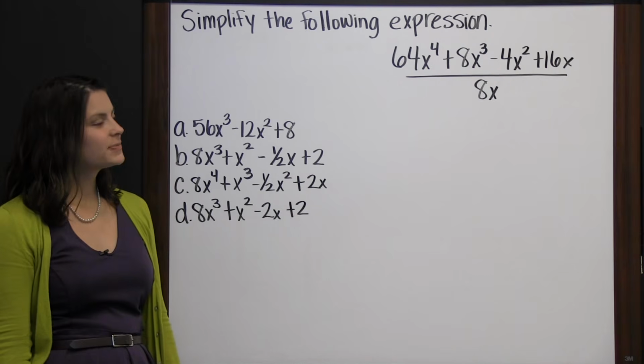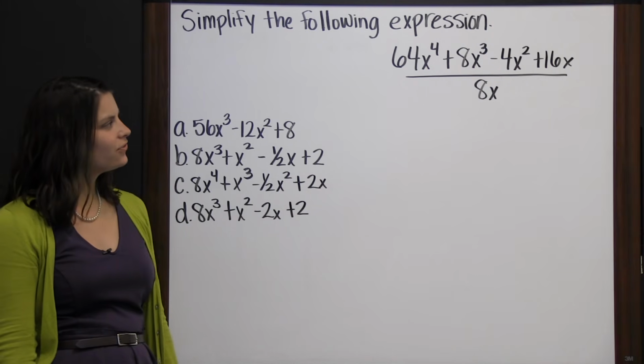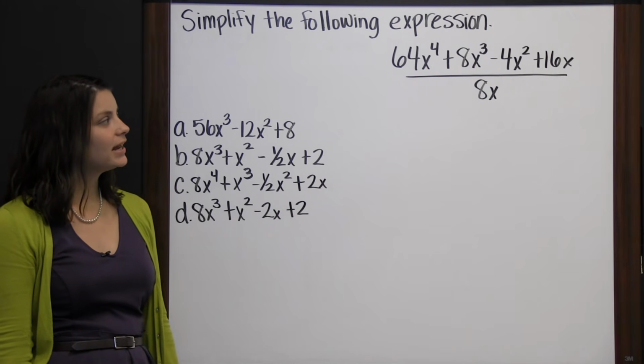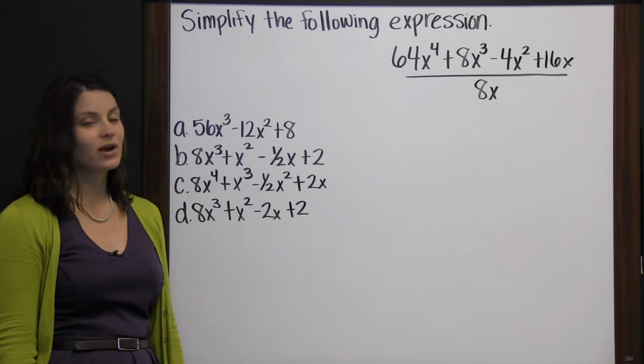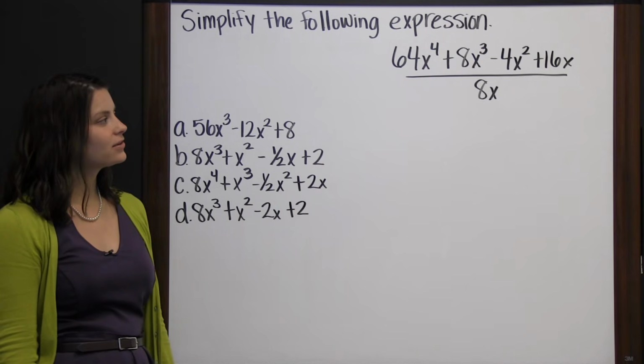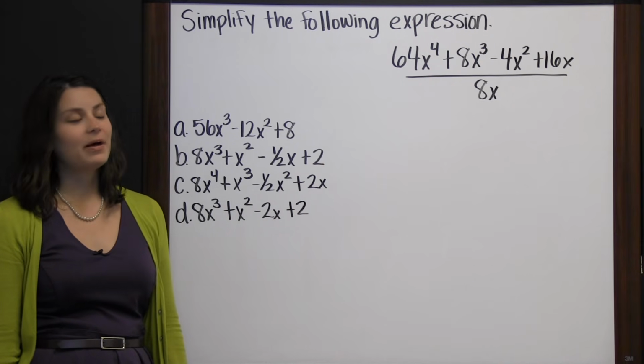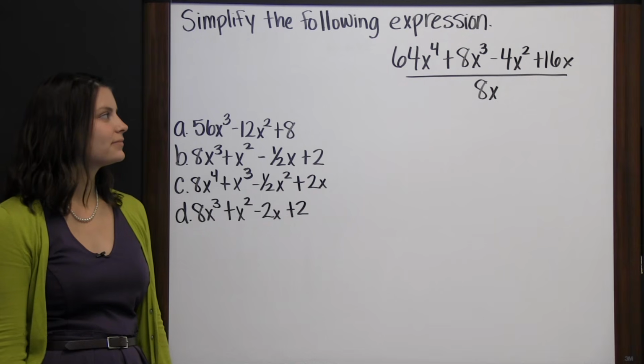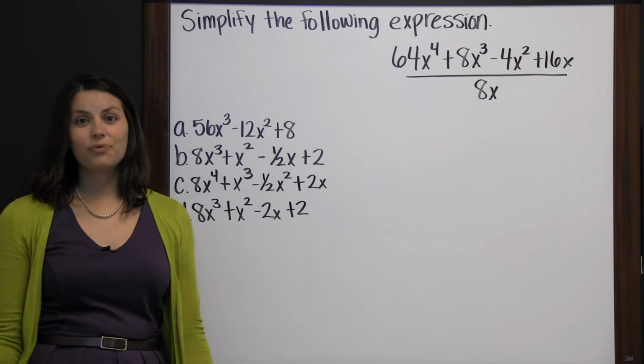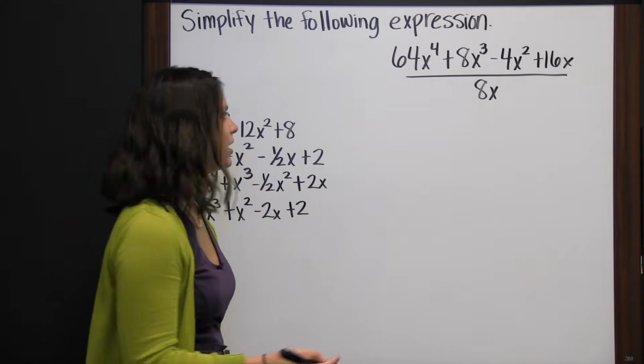Simplify the following expression. 64x to the fourth plus 8x cubed minus 4x squared plus 16x, all divided by 8x. So really what we have here is 4 separate fractions. I'm going to break this up.